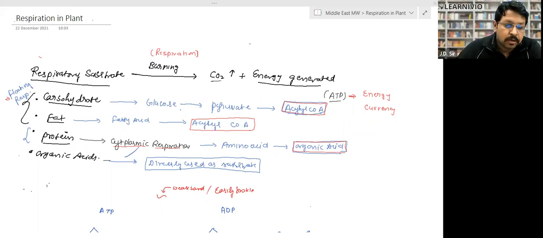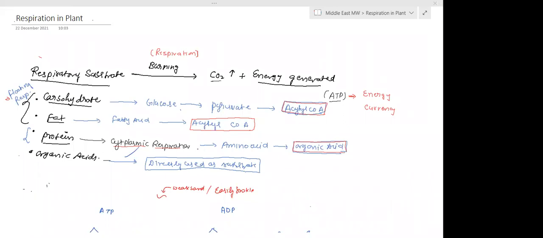Fine. So then protein breaks down into amino acid, into organic acid, right? This organic acid is directly used as a respiratory substrate. Did you get this or not?